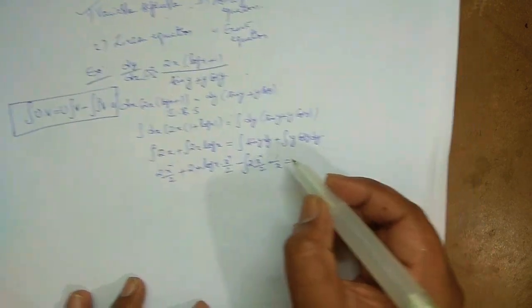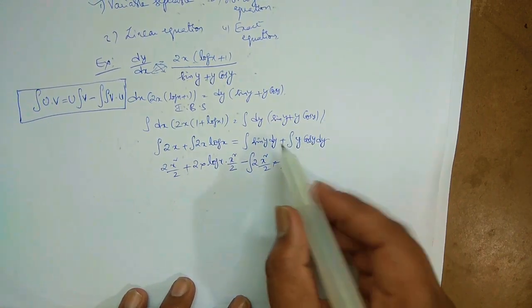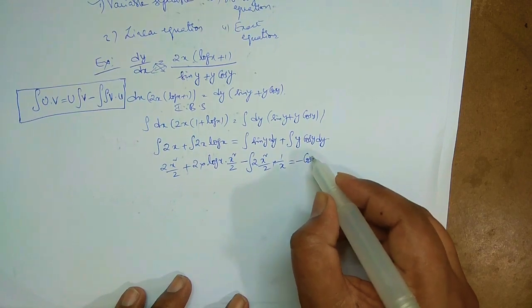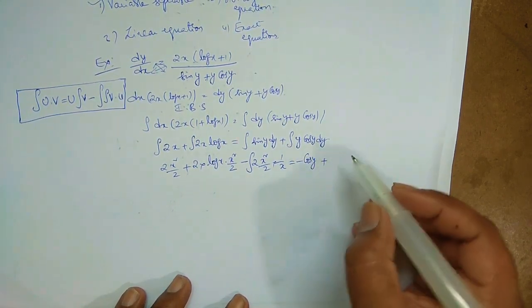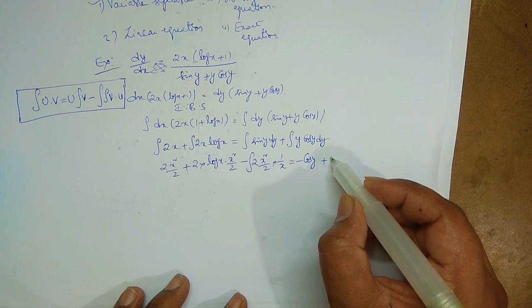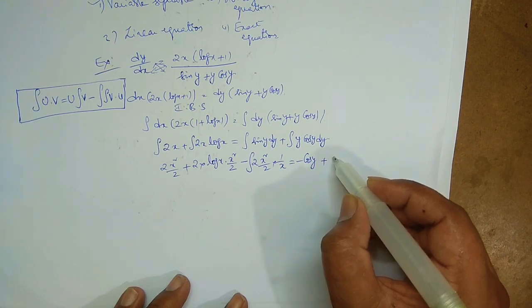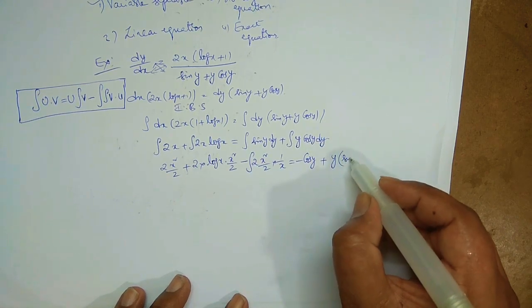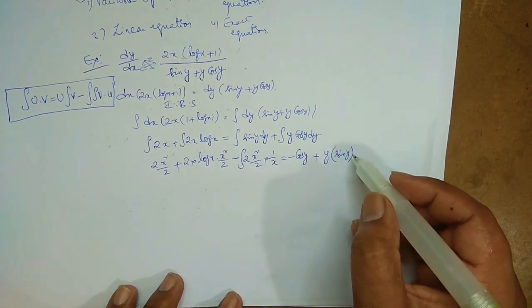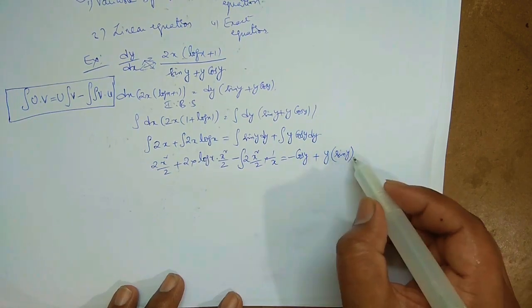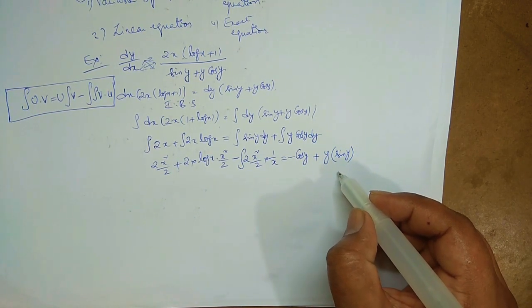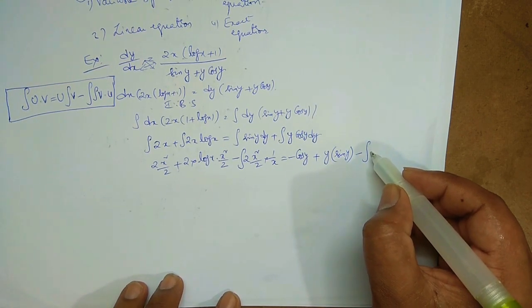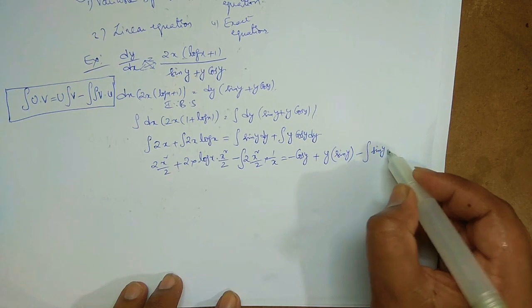1 by x. So what is the integration of sin x? The integral of sin x is equal to minus cos x plus, here also the same uv rule, y into the integral of cos, which is sin y. Okay, into this integration minus the integral of this integration into this derivative, which is 1.